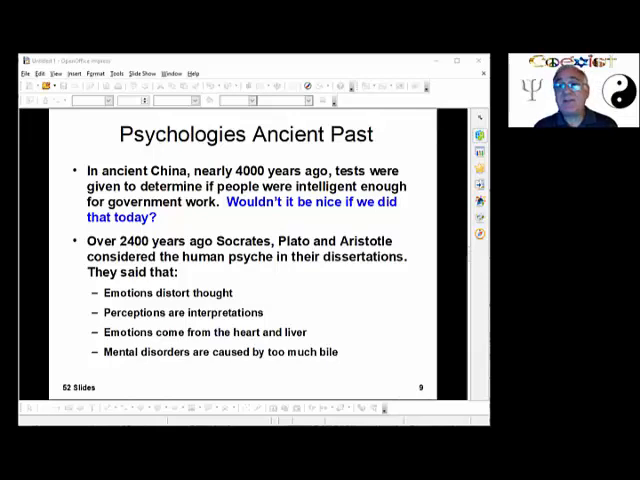Perceptions are interpretations, and we have an entire chapter on this, sensation and perception. And so they were correct on this as well. Sensation is how our body brings in the information, but then perception is how our brain perceives that information. We'll talk about that in the sensation and perception chapter.